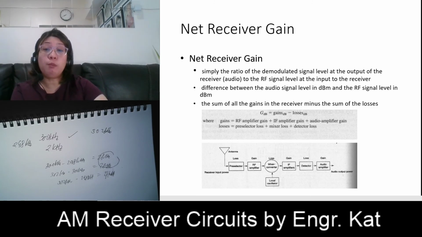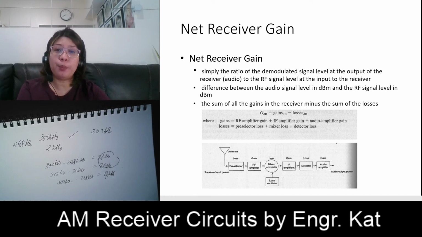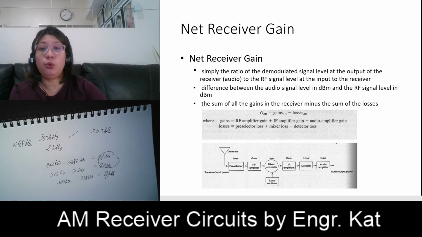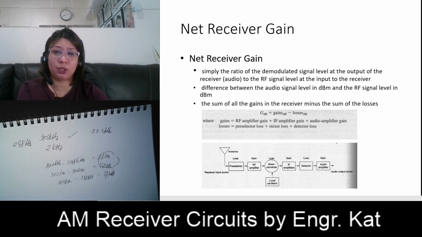In formula, the net receiver gain is equal to the sum of all the gains in the receiver. What comprises those gains? Those are your RF amplifier gains, your IF amplifier gains, and your audio amplifier gains, minus the sum of the losses. What are the losses in your AM receiver circuit? The losses come from the pre-selector loss, the mixer loss, and the detector losses.